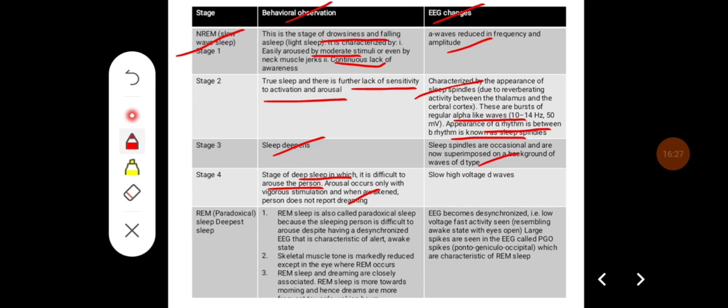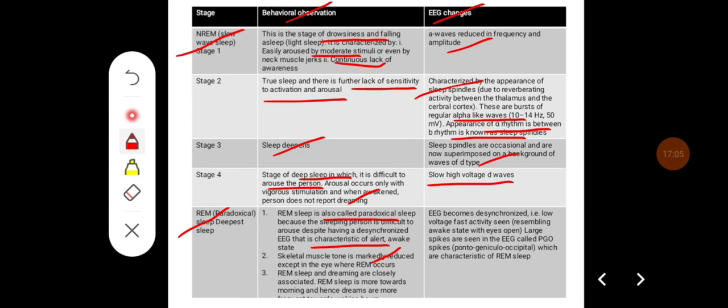And the EEG waves here are slow, high voltage delta waves. Then there is REM, the paradoxical sleep, which is the deepest sleep. REM sleep is also called paradoxical sleep because the sleeping person is difficult to arouse despite having a desynchronized EEG that is characteristic of the alert and awake state. The skeletal muscle tone is markedly reduced except in the eyes, where the rapid eye movements occur. And REM sleep and dreaming are closely associated.